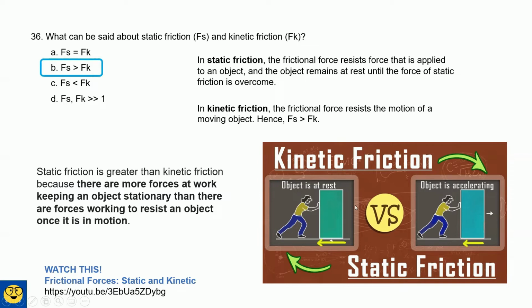So, sa same scenario daw, static friction is greater than kinetic friction because there are more forces at work keeping an object stationary than there are forces working to resist an object once it is in motion. So, ibig sabihin lang nito, kapag yung object is at rest, mas maraming forces na kailangan i-overcome kapag yung object is stationary compared sa object na gumagalaw na or accelerating na.